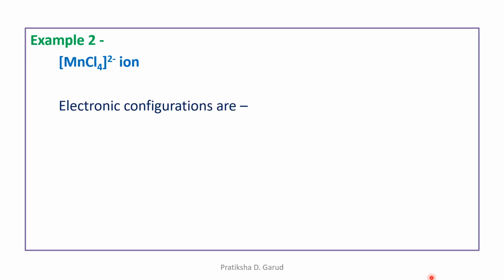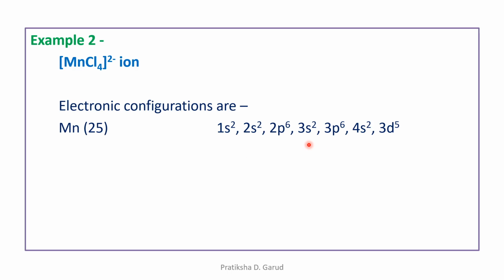Let's move on to the second example. The second example is the MnCl4 2- ion. So let's see the electronic configuration. Mn, that means manganese, has atomic number 25. So its electronic configuration is 1s2, 2s2, 2p6, 3s2, 3p6, 4s2, 3d5.